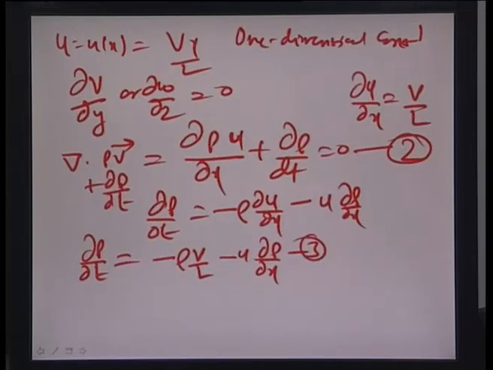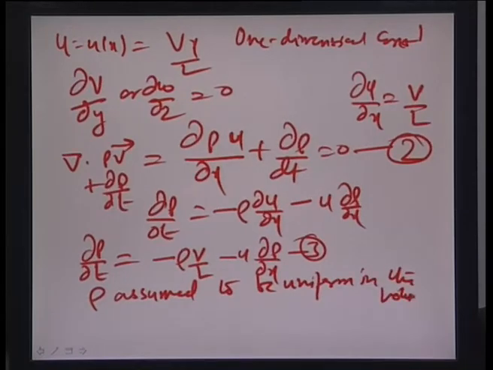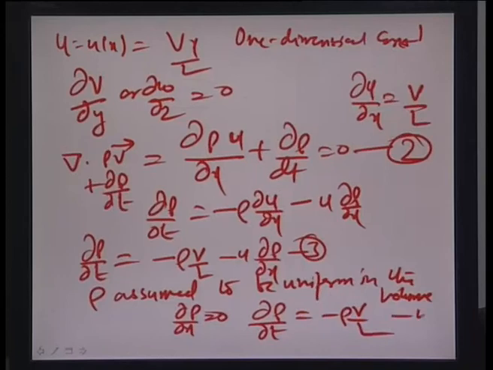If you really look at the problem statement, ρ has been assumed to be uniform in the volume, not with time t. Here ρ is varying with time t, it is temporally varying, but it is not varying spatially. So ∂ρ/∂x, because it is uniform within the volume, is equal to 0, and we are left with ∂ρ/∂t on one side equal to minus ρ v by L, and that is equation 4.